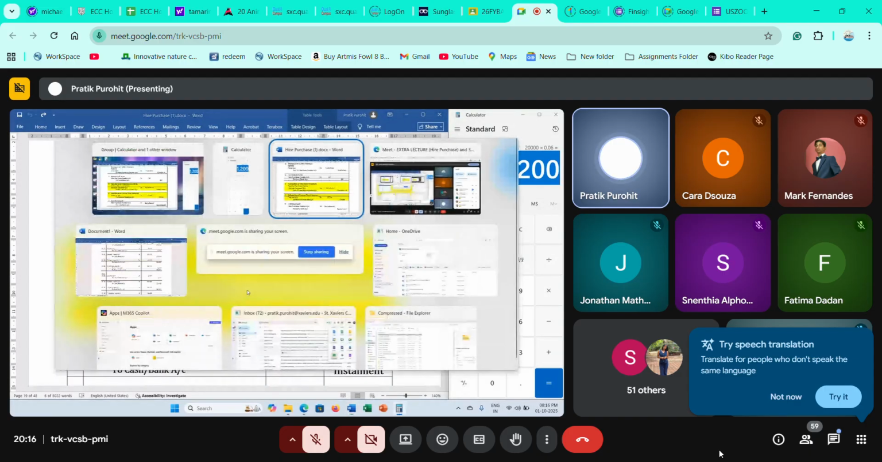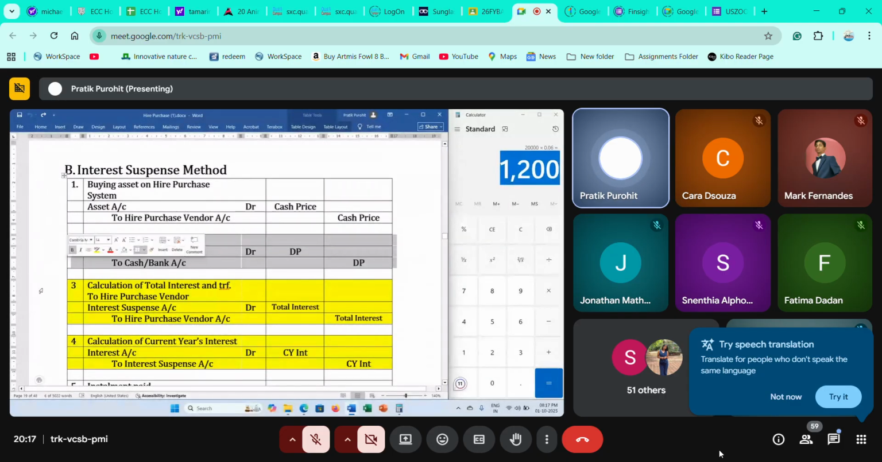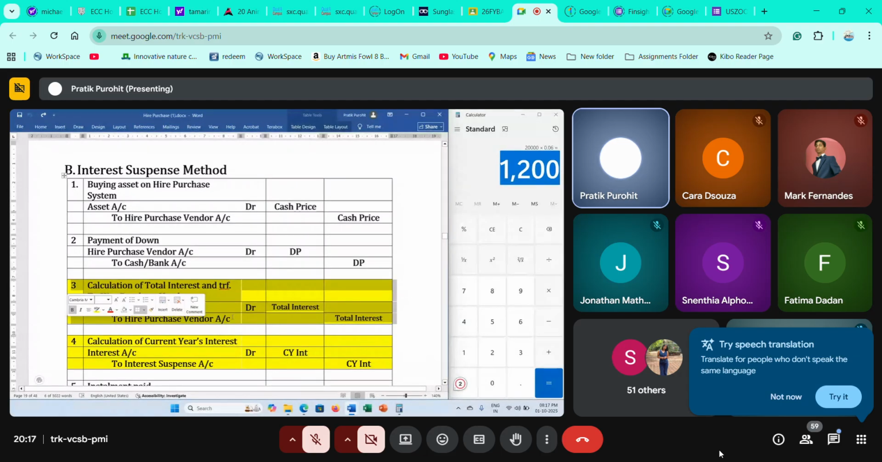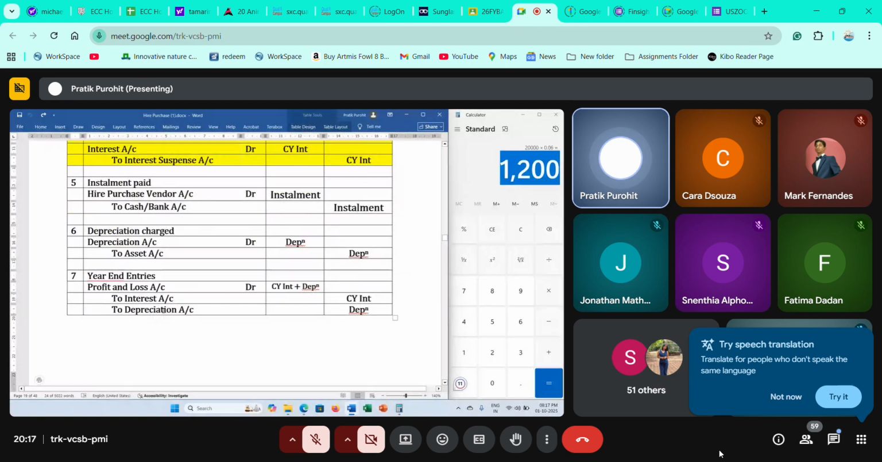The changes in our problem, let us understand that. So the first entry remains as it is, the second entry also remains as it is. Rather than doing it for individual years every year, we take the total of interest and transfer it to the hire purchase vendor. And every year, rather than doing interest to hire purchase vendor, we do interest to interest suspense. Okay, the rest everything remains the same.